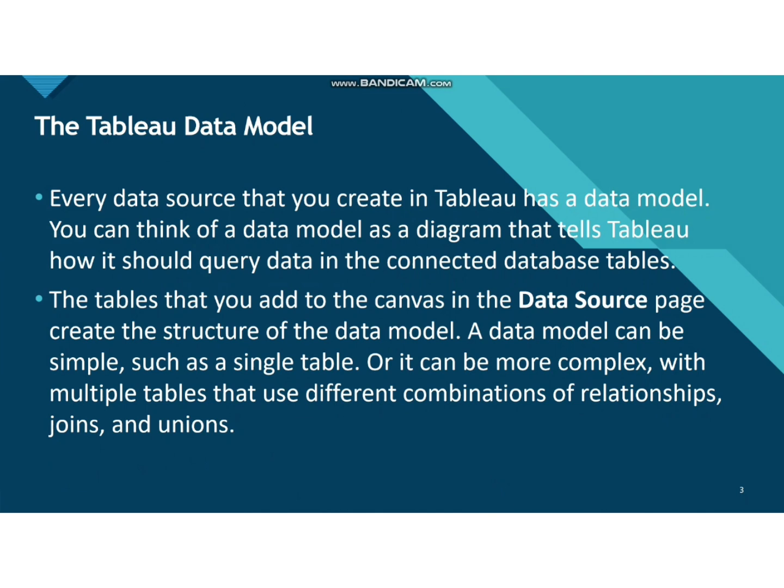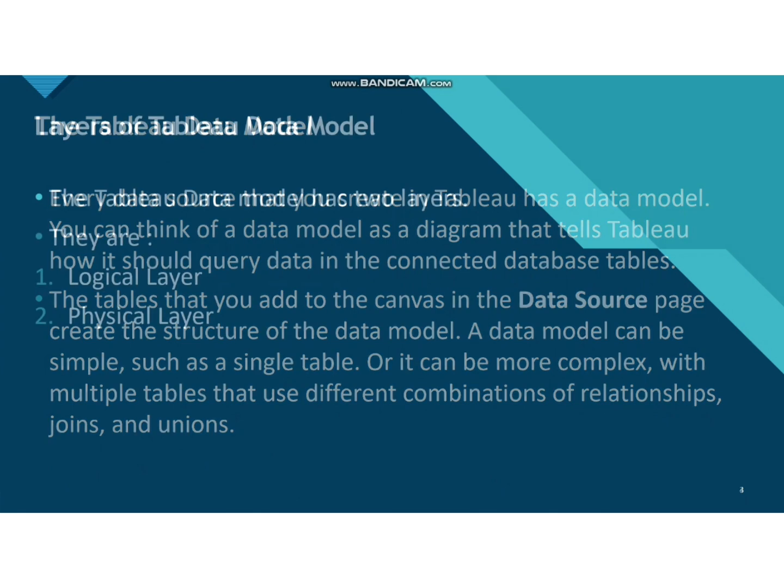Every data source that you create in Tableau has a data model. You can think of a data model as a diagram that tells Tableau how it should query data in the connected database tables. The tables that you add to the canvas in the data source page create the structure of the data model. A data model can be simple, such as a single table, or it can be more complex with multiple tables that use different combinations of relationships, joins, and unions.